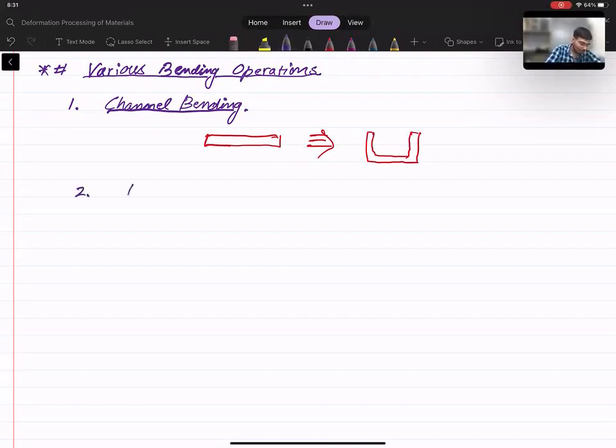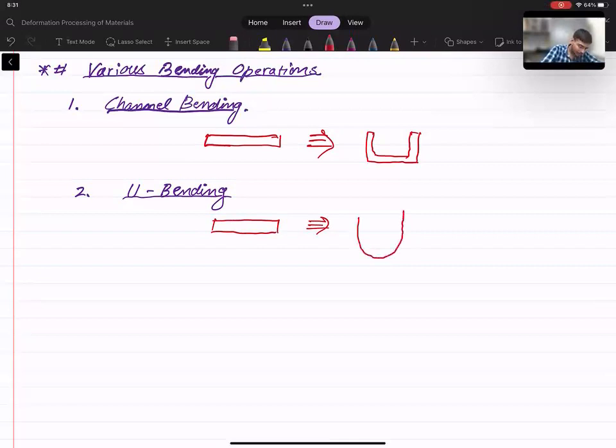Next one is the U bending, and this is very clear from the name that the final shape will be U kind of shape. Okay, like the alphabet U. So again, initially we had this shape, so this will be now bent into this. This is initial, and this is formed into a U shape like this.